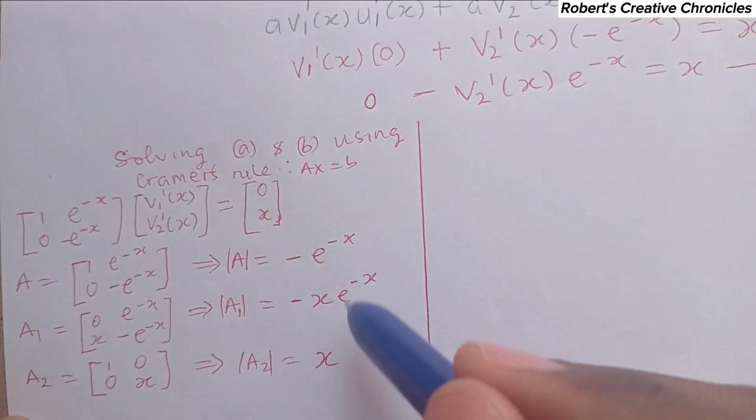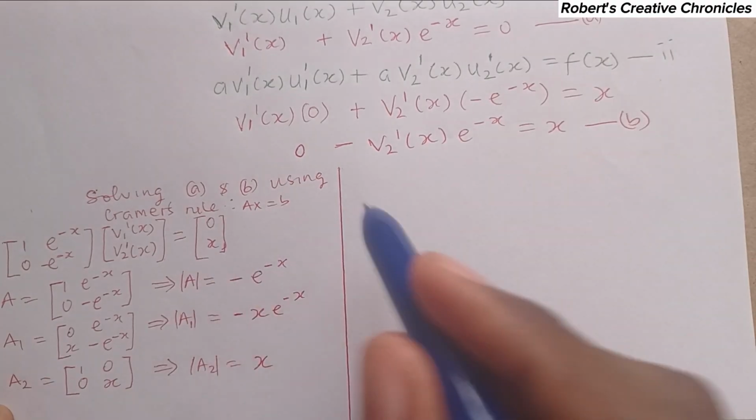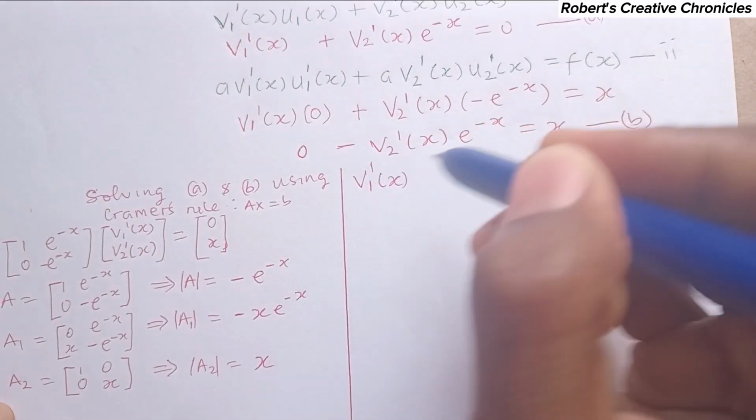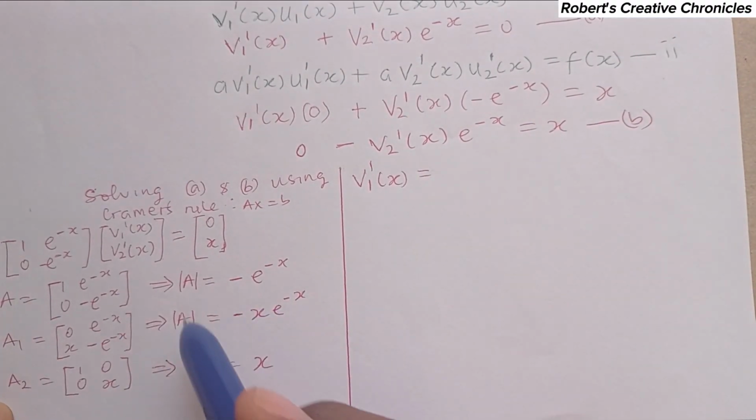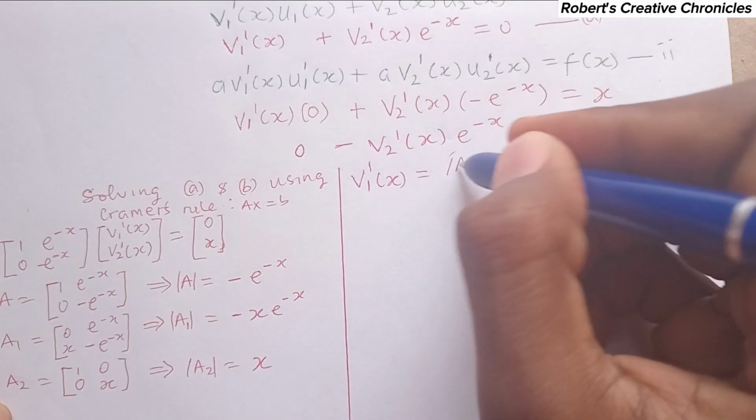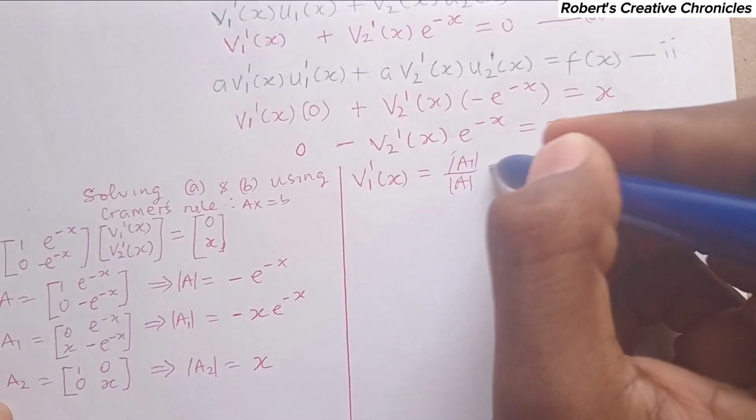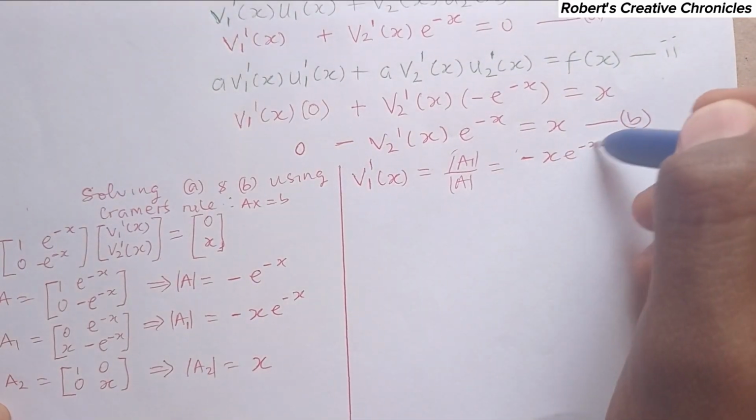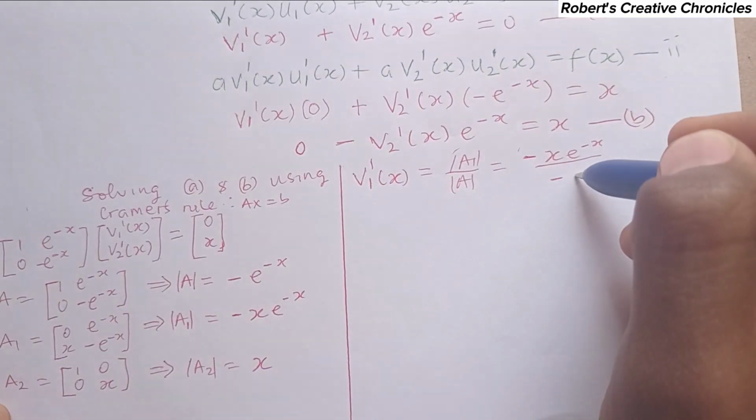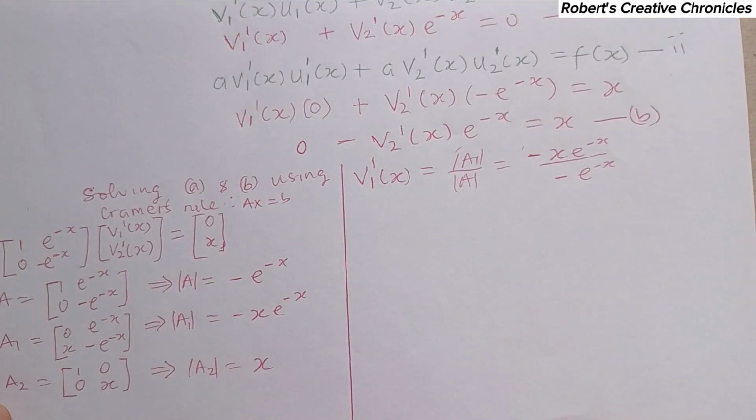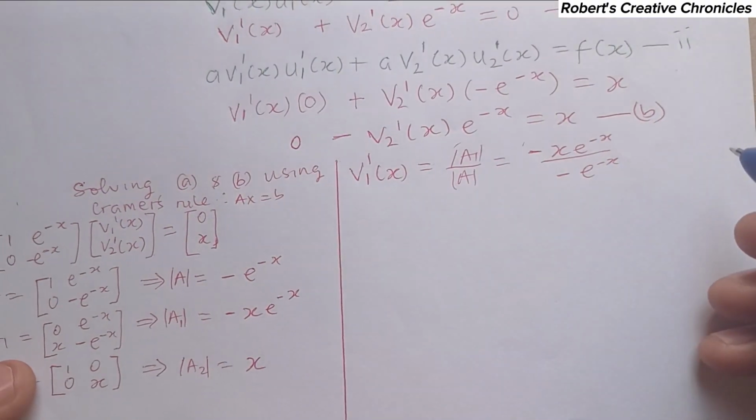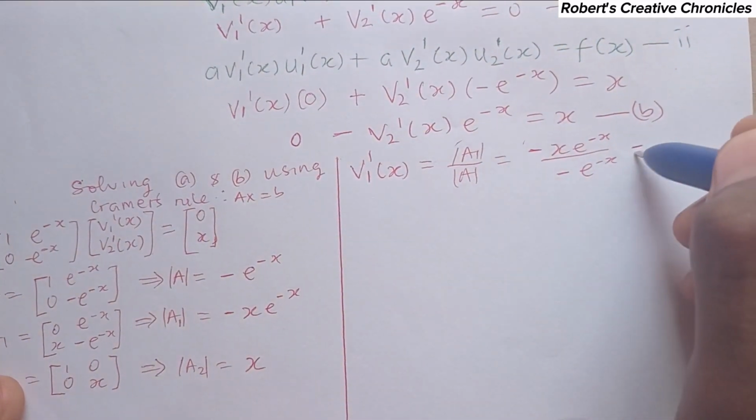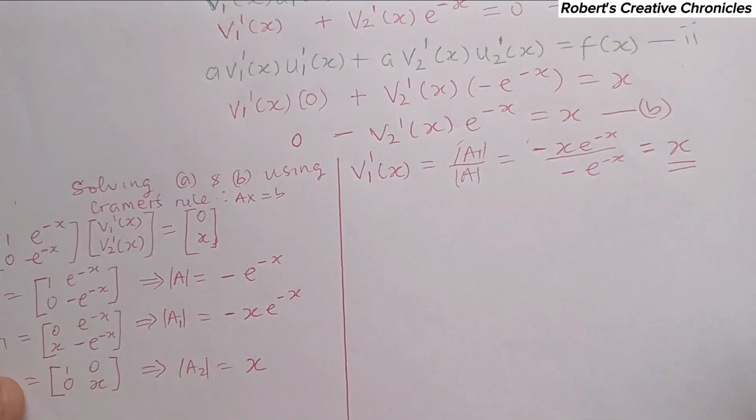So we can now find v1 prime x, which is going to be this determinant over the determinant. So which is negative x exponential minus x over negative exponential minus x. So this minus and minus will cancel. This exponential and exponential will cancel. It will be what? X. This will give us x.